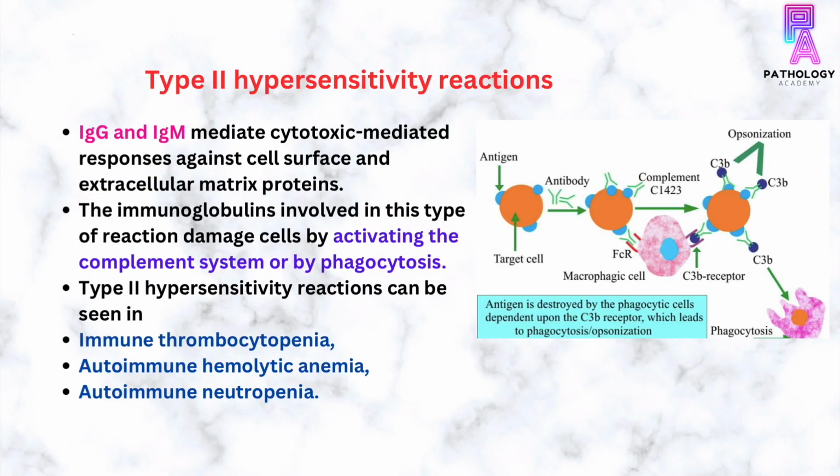Type 2 hypersensitivity reactions. These reactions are mediated by IgG and IgM antibodies. The immunoglobulins involved cause damage of the cell by activating the complement system or by phagocytosis. It can be seen in immune thrombocytopenia, autoimmune hemolytic anemia, and autoimmune neutropenia.